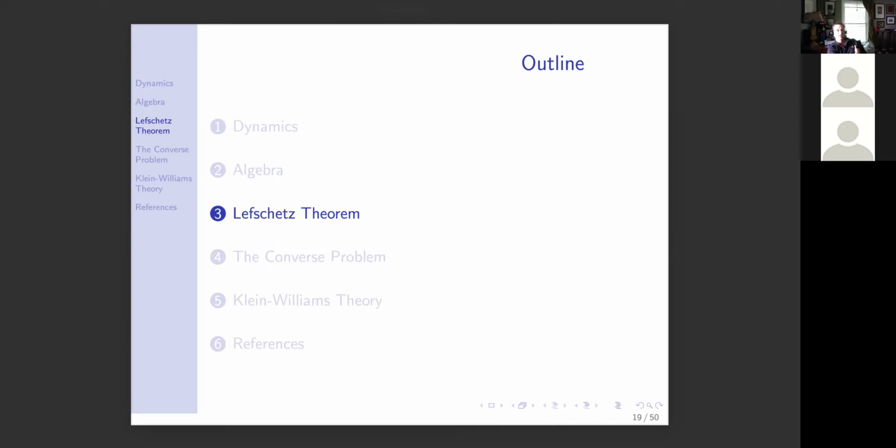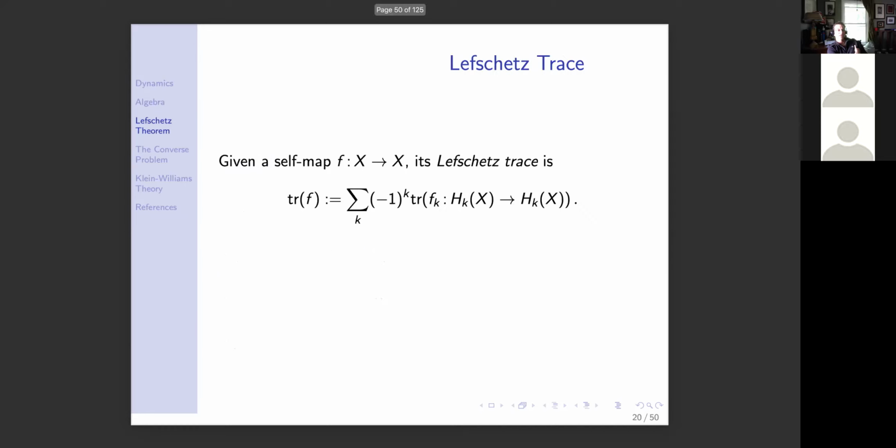Okay, so now I want to talk about the Lefschetz fixed point theorem. Given a self-map F from X to X, its Lefschetz trace is the alternating sum in each degree of the trace of the map.